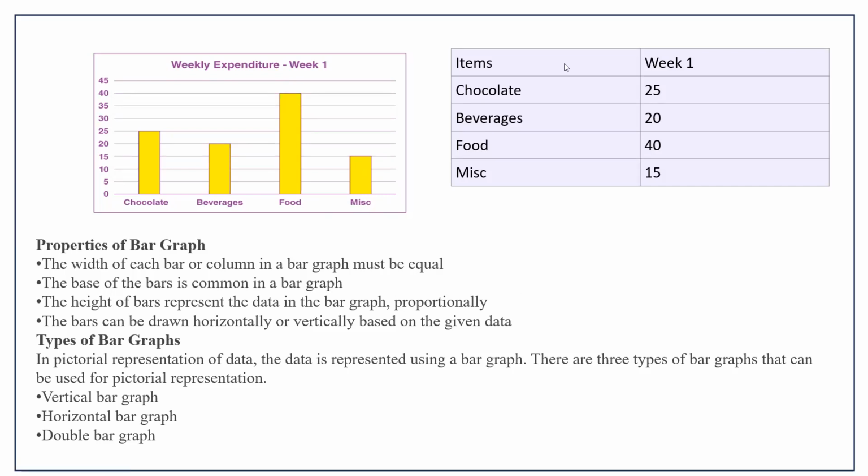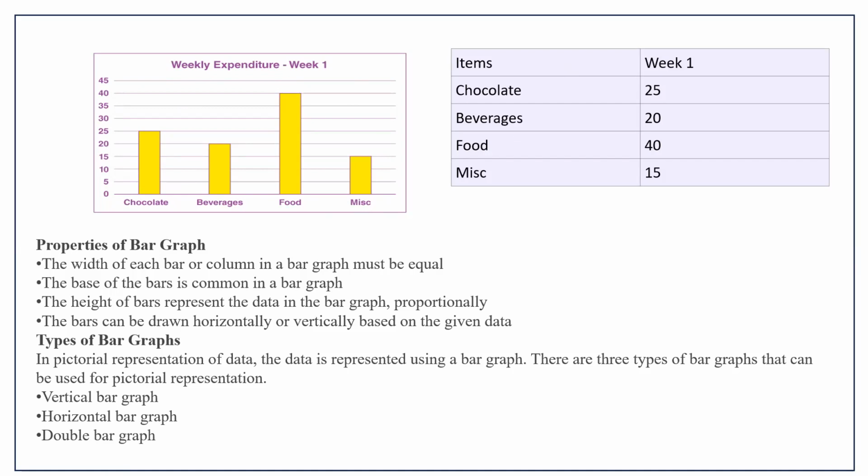So very easily you are able to understand the way the money is getting spent, and on what the maximum money is spent. You can very easily predict that on food maximum money has been spent.